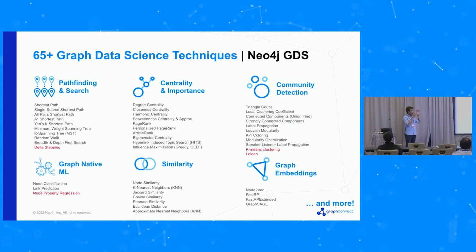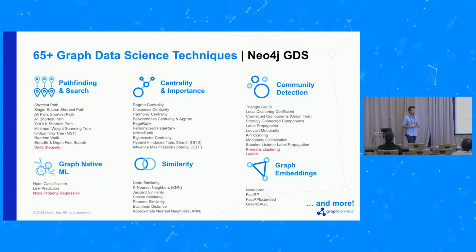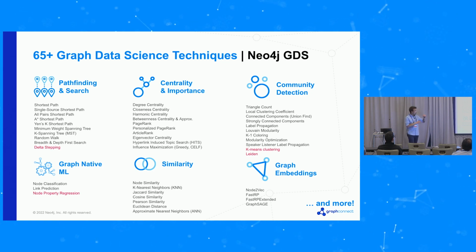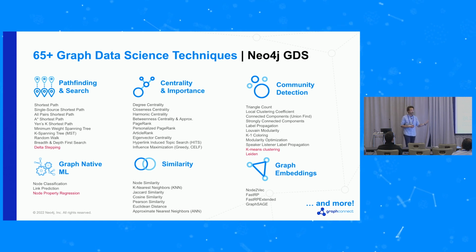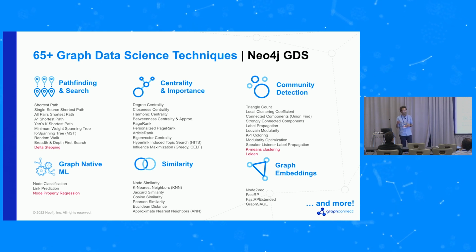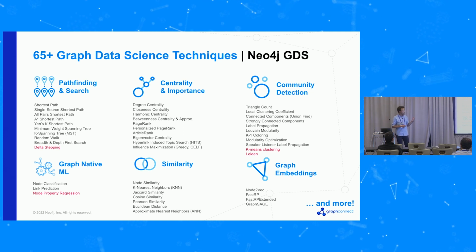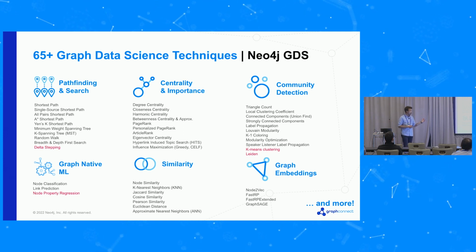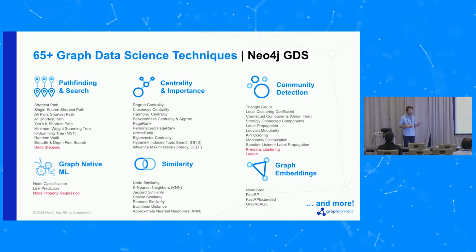So in terms of the techniques that we offer, we categorize these into 6 main areas. At the beginning, you have pathfinding and search, so things like breadth first search, depth first search. But you also have things like centrality and importance. I spoke about PageRank, but there's other bits like betweenness centrality and closeness centrality. You've got community detection, and with 2.1 we're releasing more algorithms like k-means clustering and Leiden.